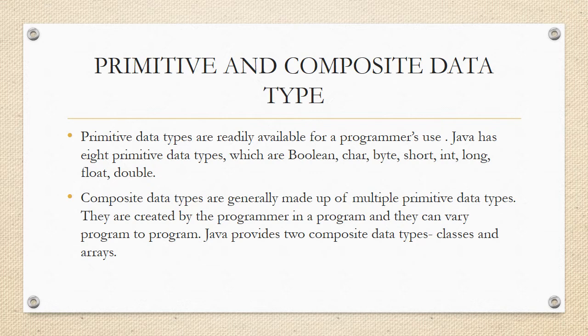Next one is composite data type. It will be built by the users. Generally it is made up of multiple primitive data types, and it can be created by the programmer, like a class. A class is created by the programmer, and within a class it may be possible that there are so many variables. One is of char type, second is of integer type, third is of double type. So it is a collection of different types of primitive data types. Another example of a composite data type is an array, about which we will study in the next chapters.